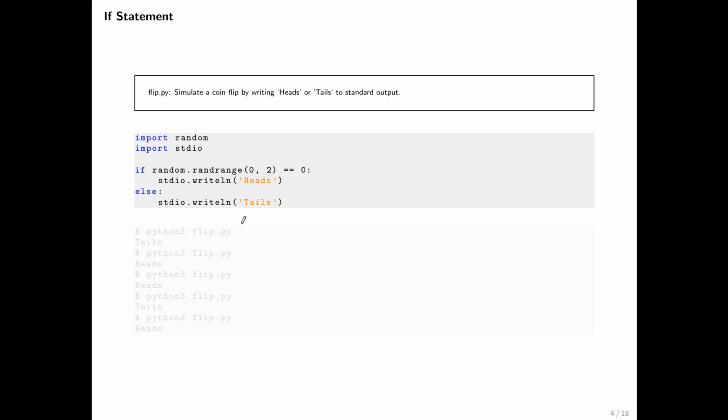Let's see how it behaves when you run the program. So we run it by saying python3 flip.py, and the program comes back with the output tails. Then I run it again, it comes back with the output heads. I run it again, comes back heads, run it again, comes back tails, run it again, it comes back heads. So if you run this program, let's say 100 times, roughly 50 times you're going to get heads, and the remaining times you're going to get the output tails. All right, so that's an example where we made use of the if statement, a conditional statement, to do something interesting, such as simulating a coin flip.